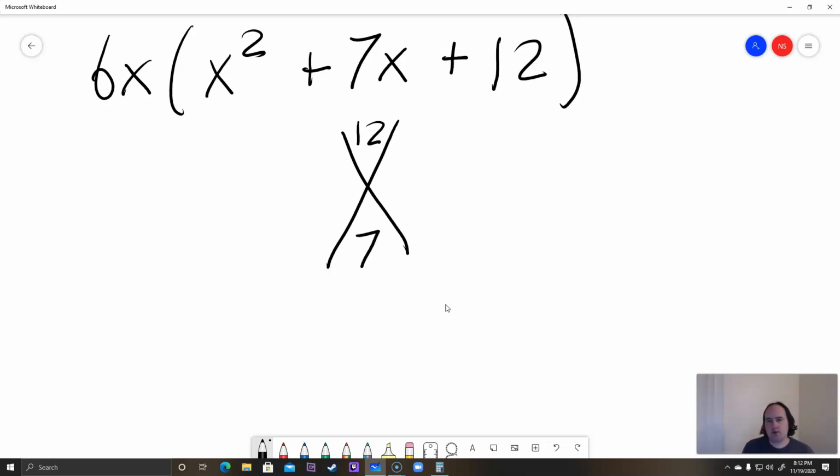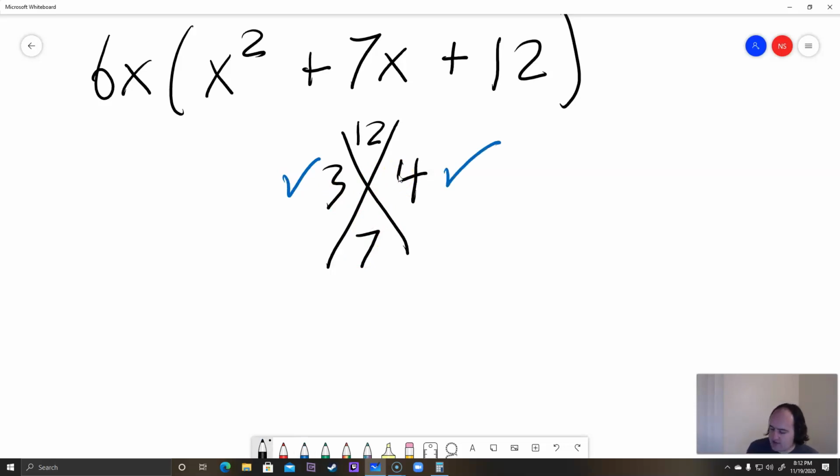So we want two numbers that multiply to 12, but add to 7. When I think of numbers that multiply to 12, what I usually think of first is 6 and 2. So 6 times 2 is 12, but 6 plus 2 is 8. So that doesn't work. So we're going to have to find another two numbers that multiply to 12. Instead of 6 and 2, let's try 3 and 4. Well, 3 times 4 is 12, so we're good there. And then 3 plus 4 is 7. So it actually checks out. Okay? So there are our two numbers.